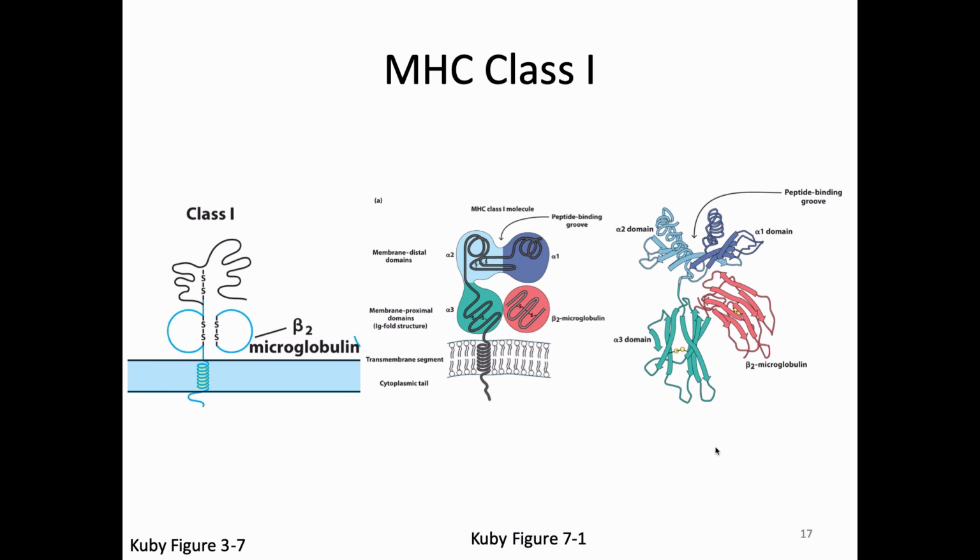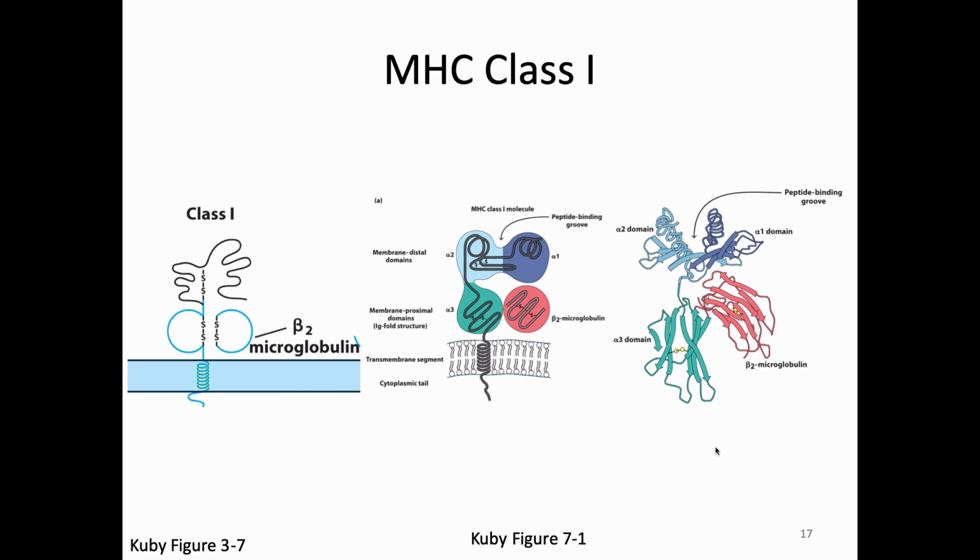The peptide binding cleft is made by this area in between alpha 1 and alpha 2. So this little dash here is the peptide. That's where our peptide binds. And we also have this partner protein that works with MHC Class I.